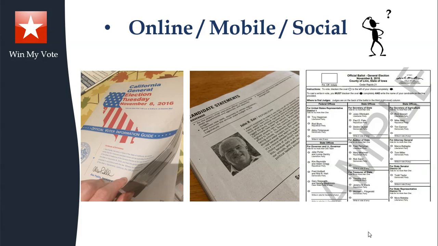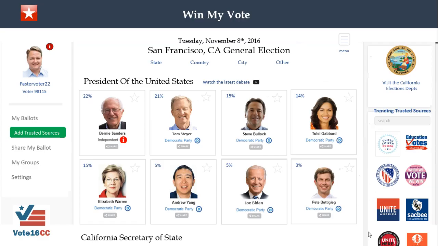Today's video is just a real short version of the introduction to Win My Vote, what it is and how it works. So essentially, Win My Vote is an online, mobile, and social version of the voter guide. And the way it works is that voters can sign up for free with just an email address or social media account, and they'll type their zip code in and they'll get their ballot.